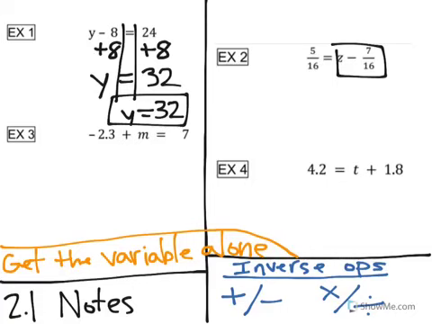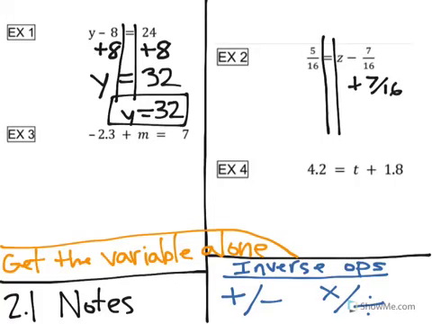So first step, what is happening to it? We're subtracting 7/16. So subtraction, what undoes subtraction? Addition does. So we're going to add 7/16 to this side of the equation. If we take z and we subtract 7/16, and then we add 7/16, that's going to make that go away, and we just have a z left on this side.